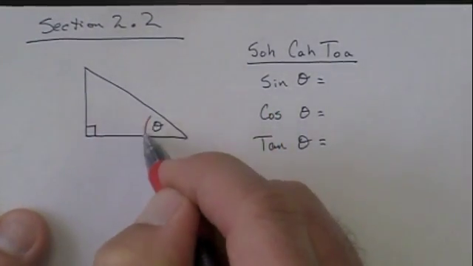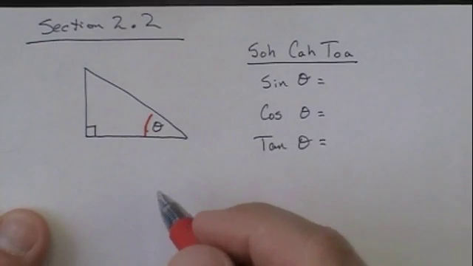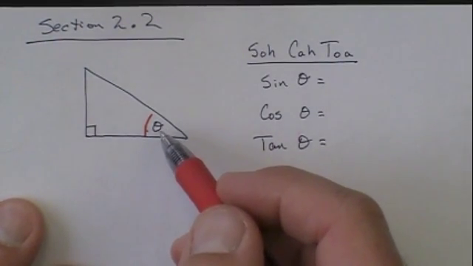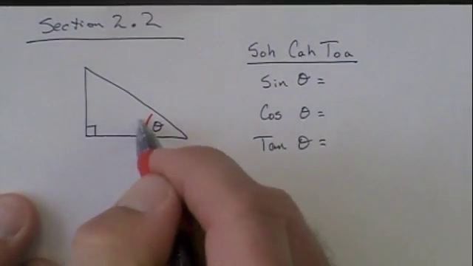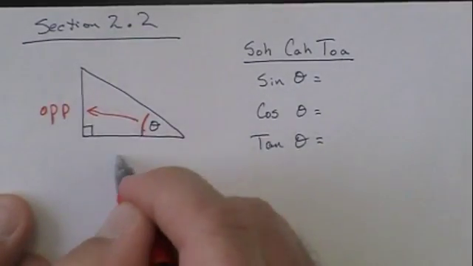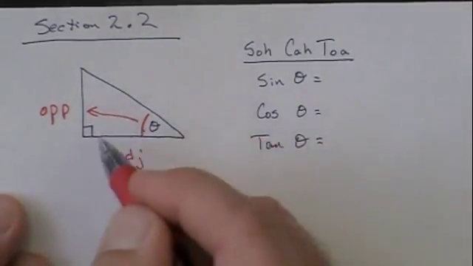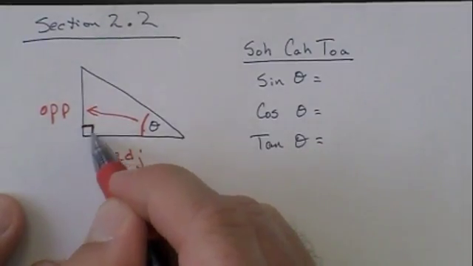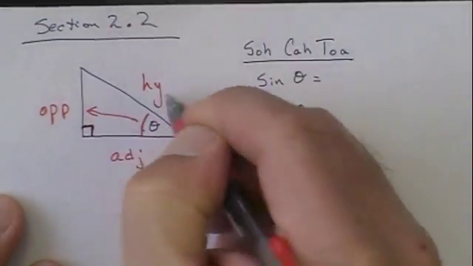And remember to always start with the angle. We want to start with the angle because the angle determines that across from it is what we call the opposite side, and right next to it is the adjacent side. And obviously always across from the right angle is our hypotenuse.